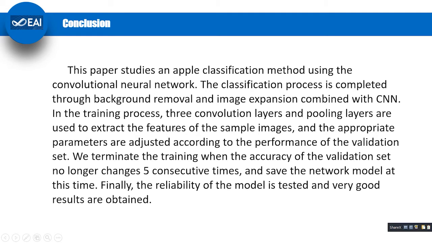So far, my thesis is over. This paper studies an apple classification method using the convolutional neural network. The classification process is completed through background removal and image expansion combined with CNN. In the training process, three convolution layers and pooling layers are used to extract the features of the sample images and the appropriate parameters are adjusted according to the performance of the validation set. We terminate the training when the accuracy of the validation set no longer changes 5 consecutive times and save the network model at this time.